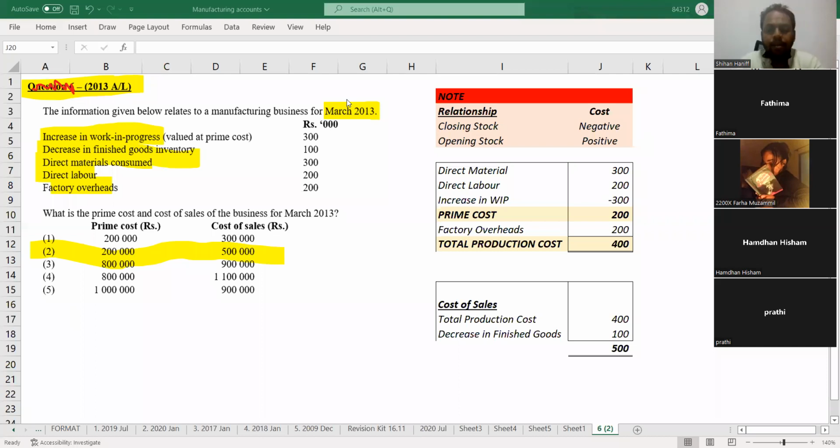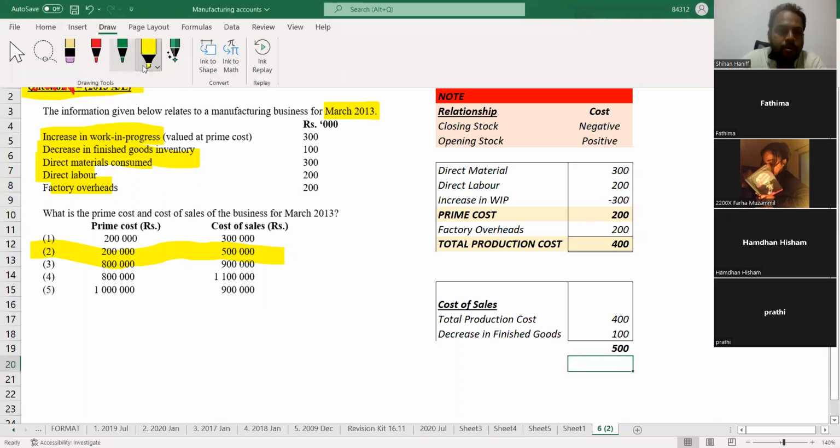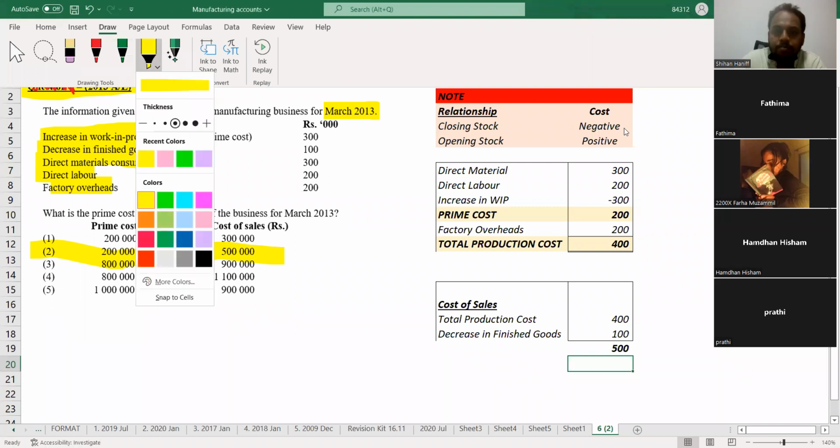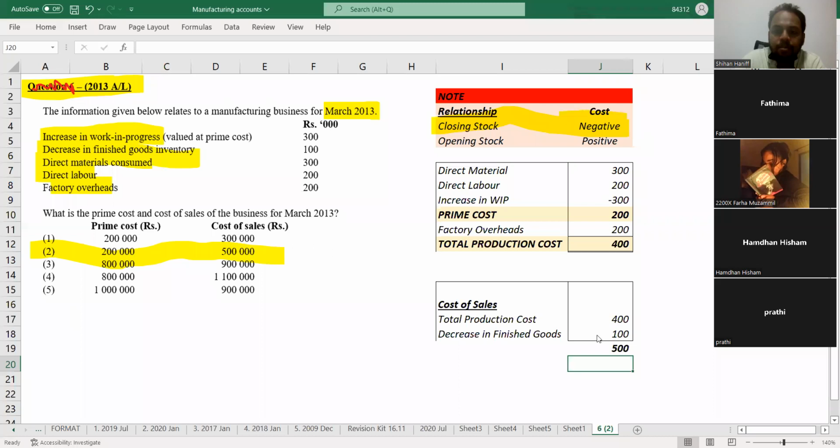Now, why we add? There's a question. Why do we add the decrease in finished goods? I have told you the relationship. Negative relationship. Negative means a decrease will increase, and an increase will decrease. That is called a negative relationship. Remember that. Then it's easy to answer.